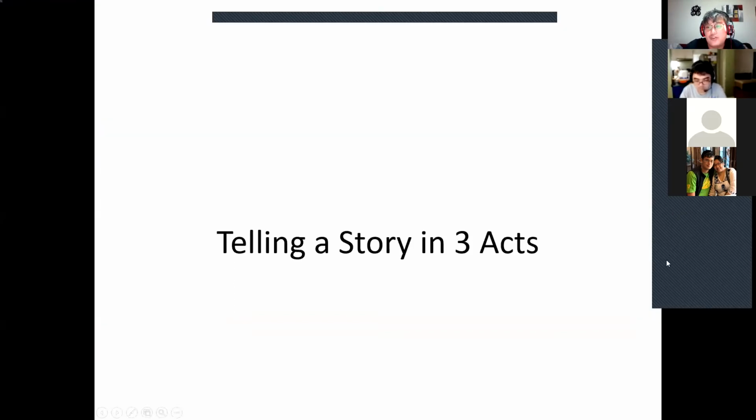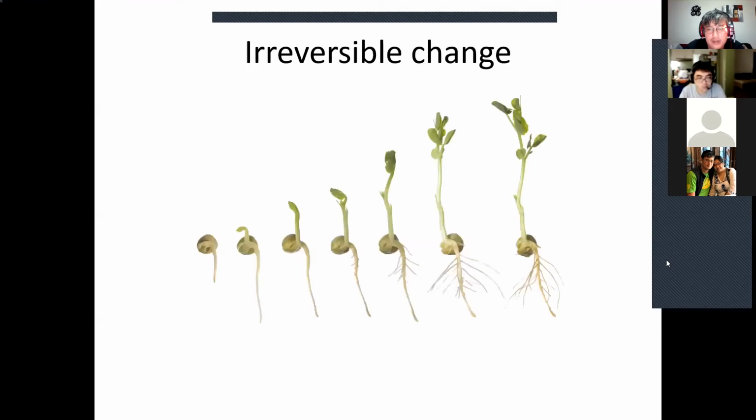Before we get into telling a story in three acts, the first question is what exactly is a story at the most basic level? It's something called irreversible change. Essentially, something happens that leads to something else happening, that leads to something else happening. And as you go through each stage of change, ideally your characters will go through each stage of change. They can't go back to what they once were. So that is what a story is about. That's what it is, change.